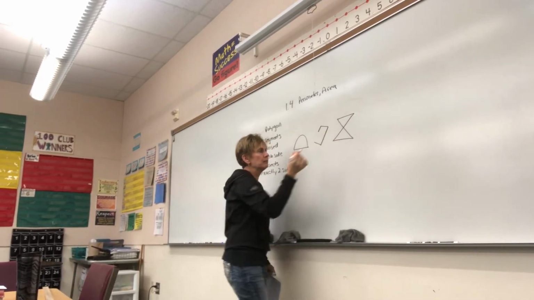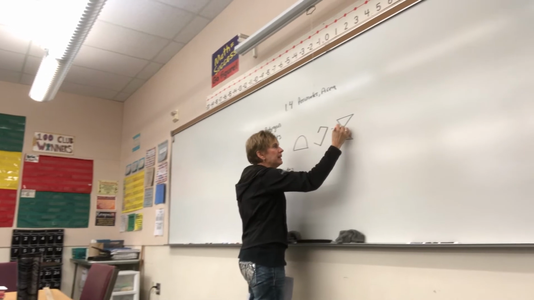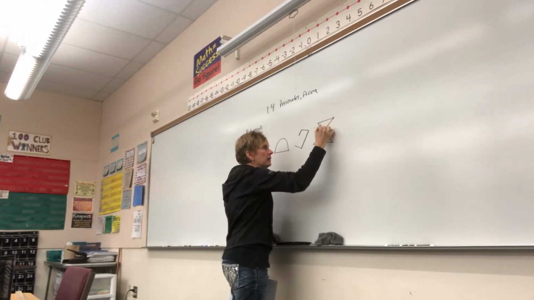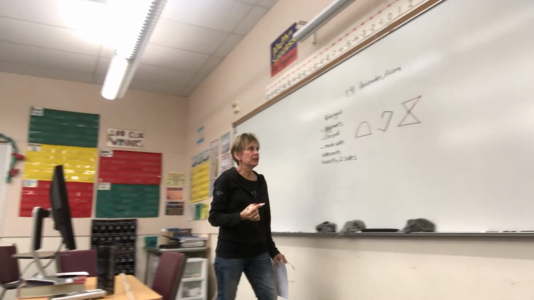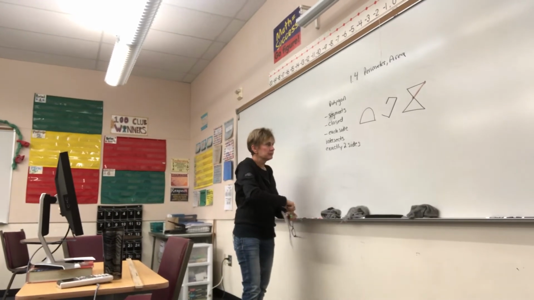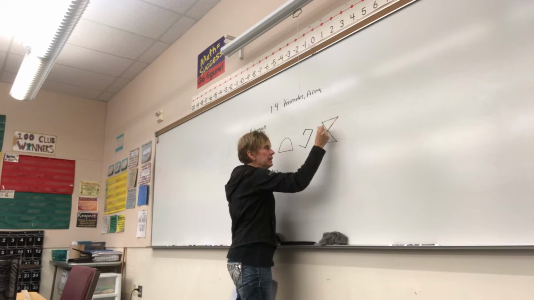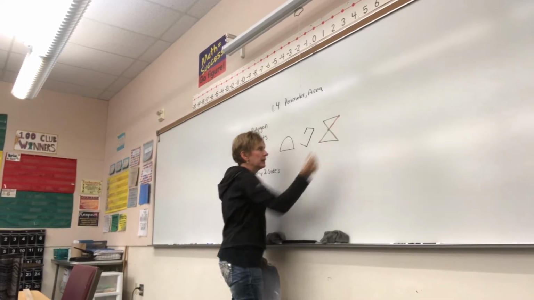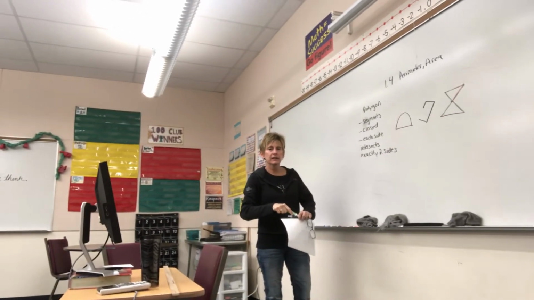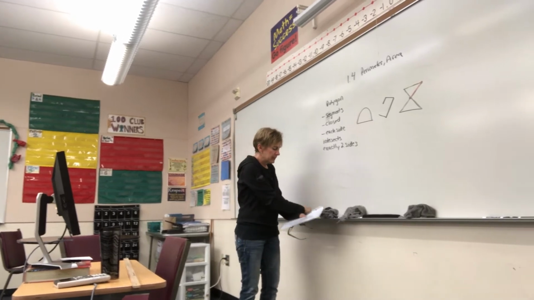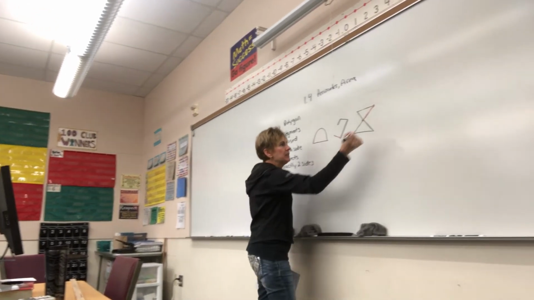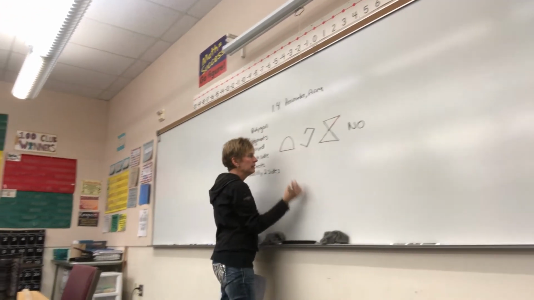So, for example, this segment right here is touching four other segments. It's touching this segment here, this segment here, this one here, and that one there. So that could not be a polygon. A typical example of a polygon, this would be no, not a polygon.